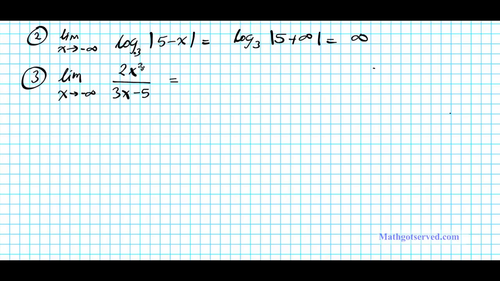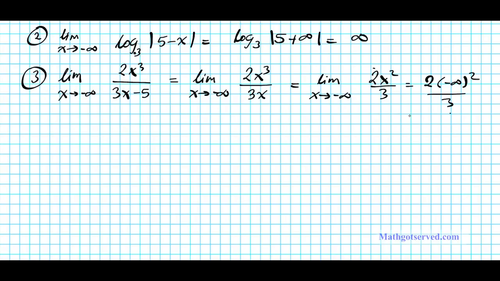All right, and then we're going to look at the leading coefficient on the top and on the bottom. So we have the limit as x approaches negative infinity of 2x to the third. In the bottom, the leading term is 3x. If you reduce that, you have the limit as x approaches negative infinity of 2x squared over 3. And then if you plug in infinity, you have 2 times negative infinity squared over 3. And then your final answer is 2/3 times infinity, which is infinity.